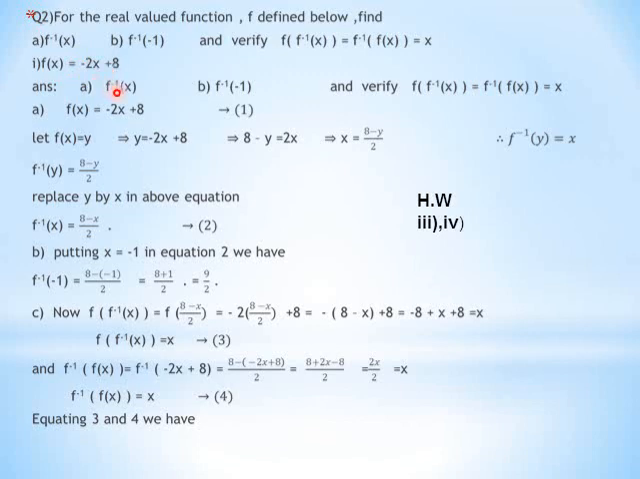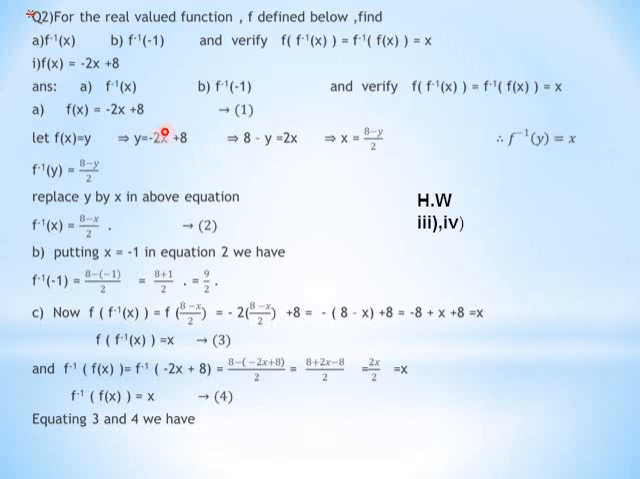Now how can we find f inverse of x? First, what is the value given? f(x) = minus 2x plus 8. Let f(x) be equal to y. So in place of f(x) what can I put? y. So y = minus 2x plus 8. Now I am making x the subject. So y minus 8.